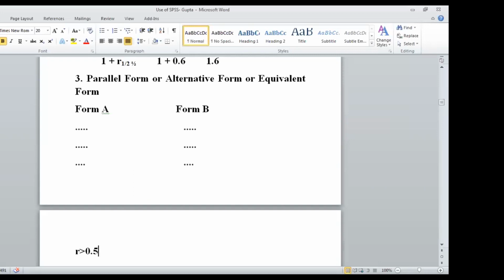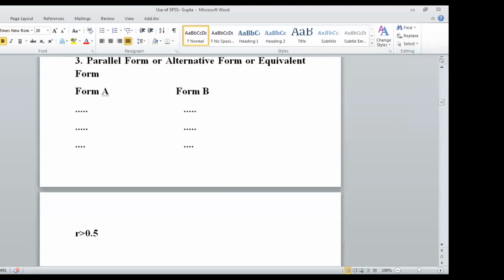And you should know when to use the test retest, when to use the split half, and when to use the parallel form. But for selection purpose, it is the parallel form tool will be more useful, and people do have the test which they want to use for selection purpose, and for that they have the parallel form method.